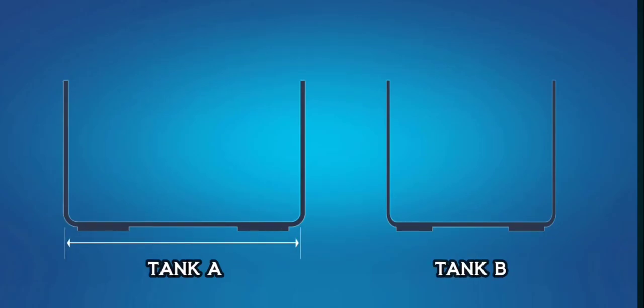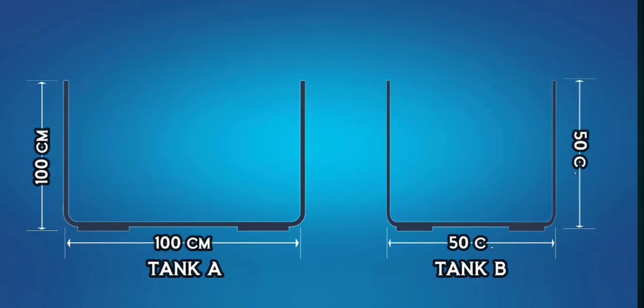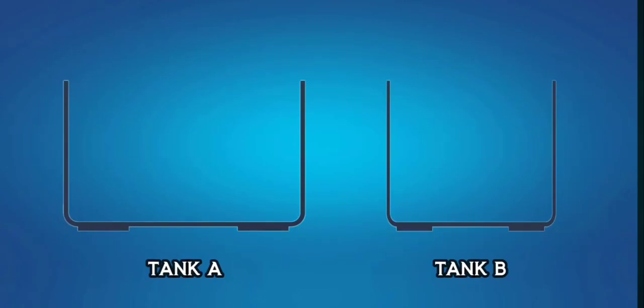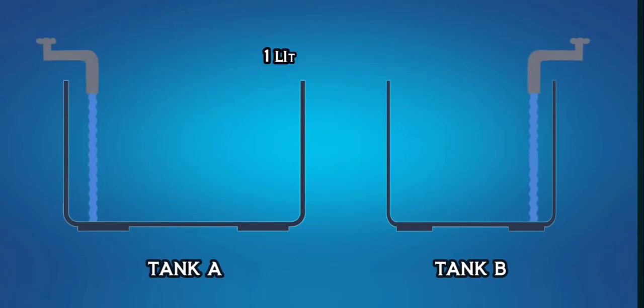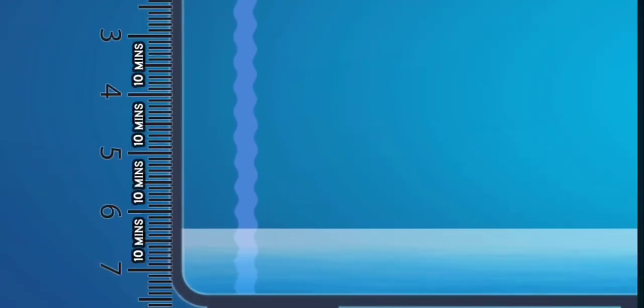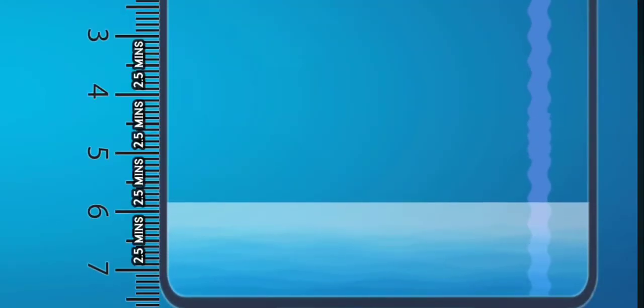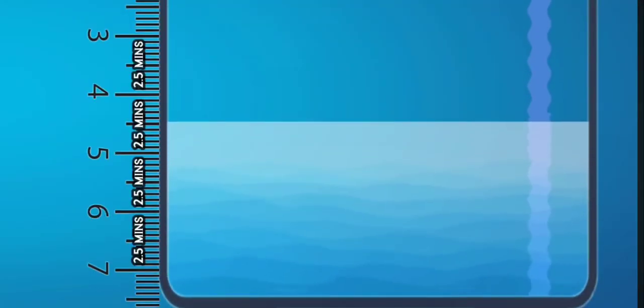Tank A has a length, width, and height of 100 centimeters each, while Tank B has a length, width, and height of 50 centimeters each. Both Tank A and Tank B are filled with water at a rate of 1 liter per minute. In Tank A, for the water level to rise by 1 centimeter, it will take 10 minutes. But in Tank B, for the water level to rise by 1 centimeter, it will take only 2.5 minutes.